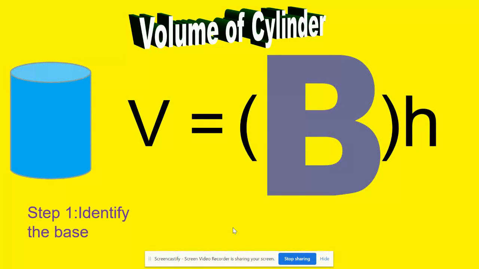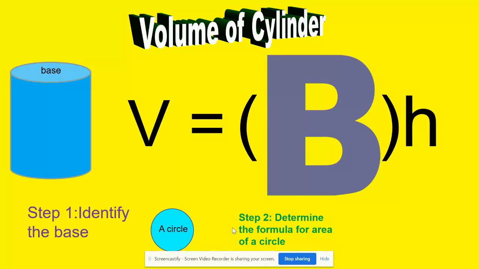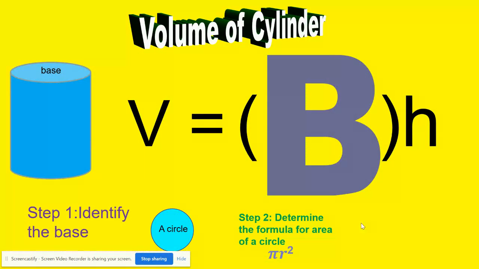Step 1, identify the base. Since this is a cylinder, our base is going to be a circle. Step 2 is to determine the formula for area of a circle, which is pi r squared. Step 3, we're going to substitute our formula in place of big B. So basically, the formula that we're going to be using to calculate the volume of a cylinder is V is equal to pi r squared times height.